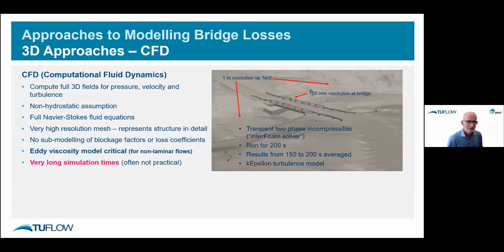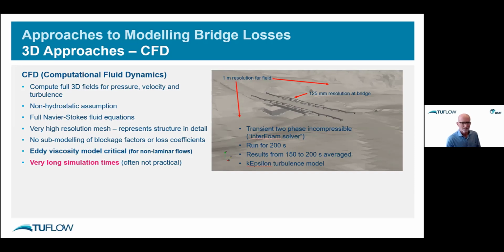CFD software basically solves what we call the full Navier-Stokes fluid equations, and they're pretty full on. I will not pretend to even really understand what people like Greg have done, and I know Urs is into this space. So it's really basically the Rolls-Royce solution in terms of the solution of the physical equations. It involves having very high resolution meshes, so you pick up all the fine detail in your structure, such as the piers, the rails, and the bridge deck in detail. The concept is you're not having to specify loss coefficients. Basically it'll just come out of the solution.